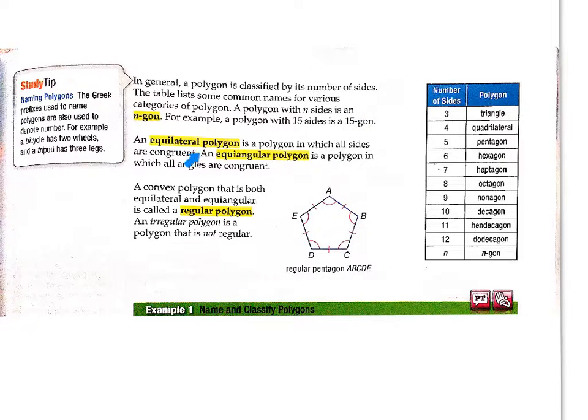An equilateral polygon is one where all the sides are the same. Equiangular is where all the angles are the same. So if it's regular, it's one where it's both. The dash marks mean the sides are the same. The arcs mean the angles are. So this is 1, 2, 3, 4, 5 sides. So that would be a regular pentagon. Irregular is just a polygon where not all the sides and angles are equal.